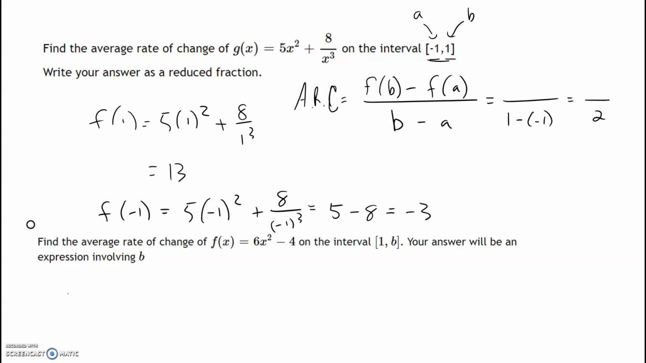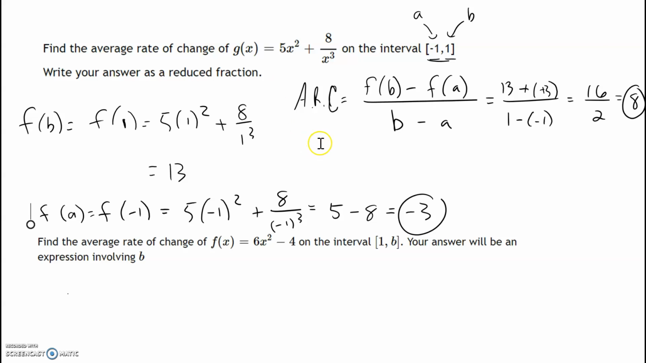Okay. So f of 1, that's f of b in our formula, and -1 we called a. So f of b is 13. F of a is -3. So I end up with 13 minus -3, 13 plus 3, 16. So my average rate of change is 8.